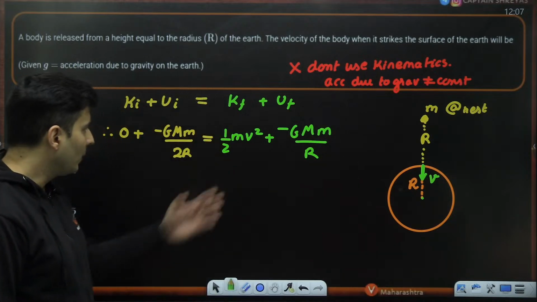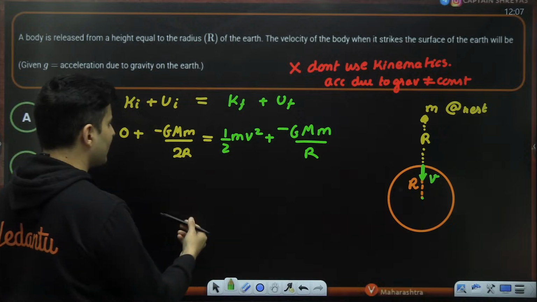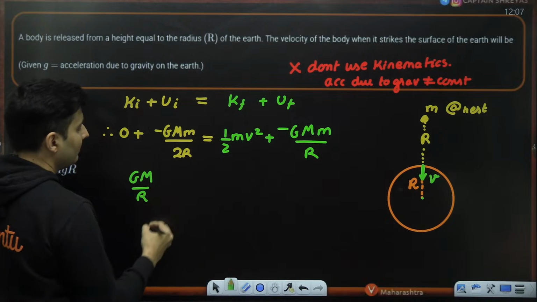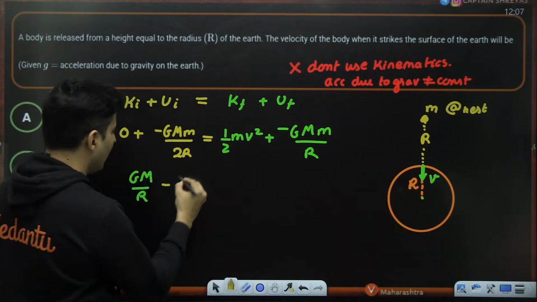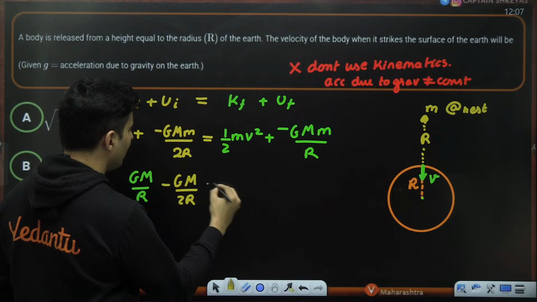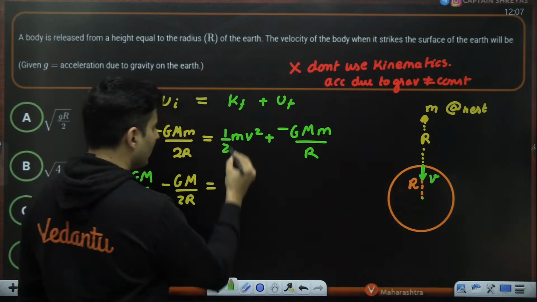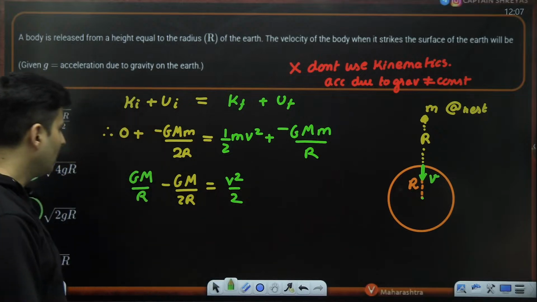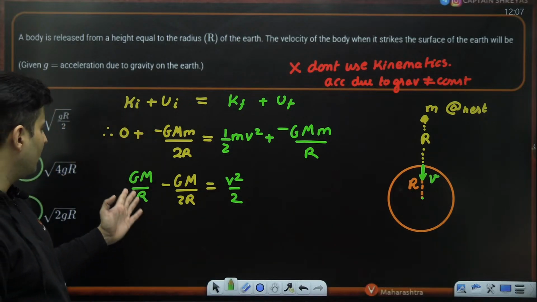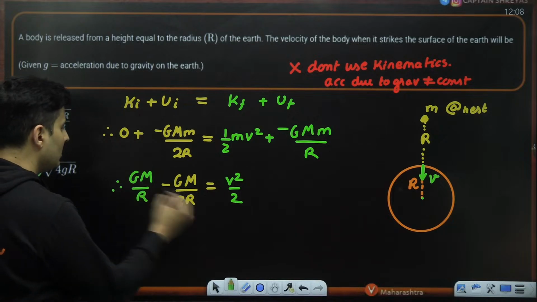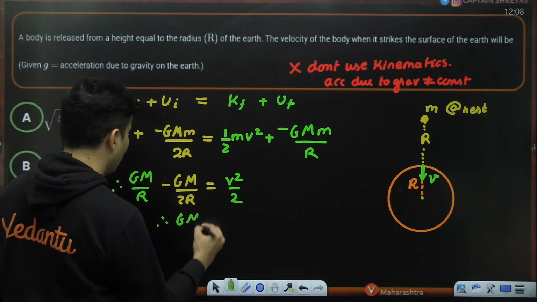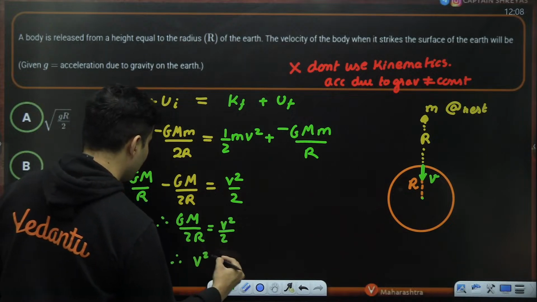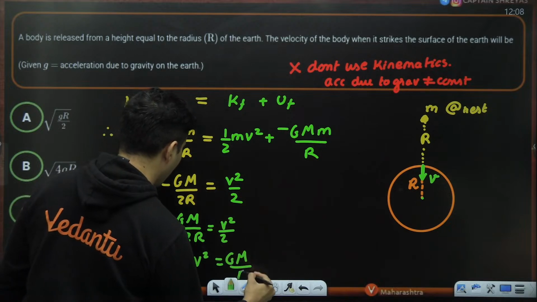Is that right? Okay. So Mm gets cancelled. Bring this guy over here. So it will become GM by capital R. And this minus GM by 2R will remain as it is. And from here, m has got cancelled. So it will be v square by 2, I believe. Yes, perfect. So what will happen? GM by R minus GM by 2R. So it will become GM by 2R is equal to v square by 2. 2 cancels. So v square will become GM by R.